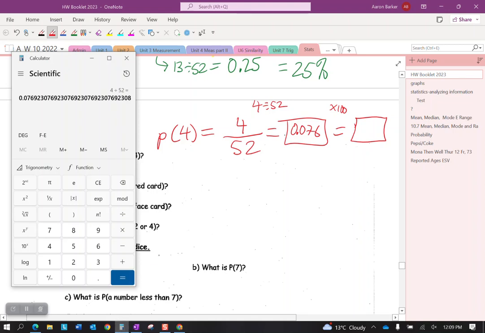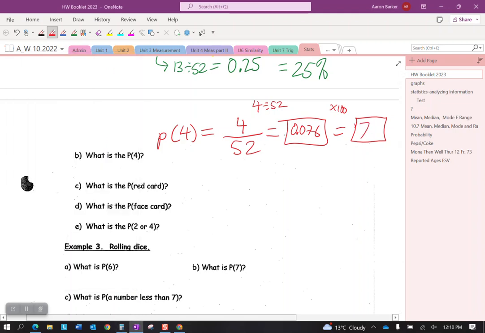You must have multiplied by accident. Try it again. 4 divided by 52. Times by 100, turn it into a percentage. 7.69%, so 7.7%. Okay. What's the probability of a red card?